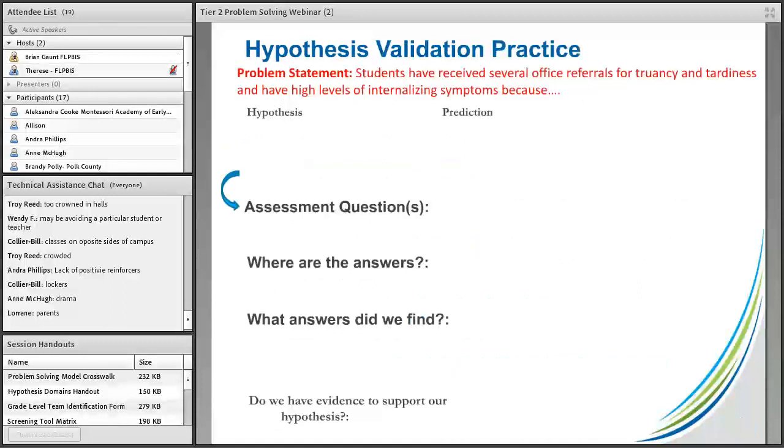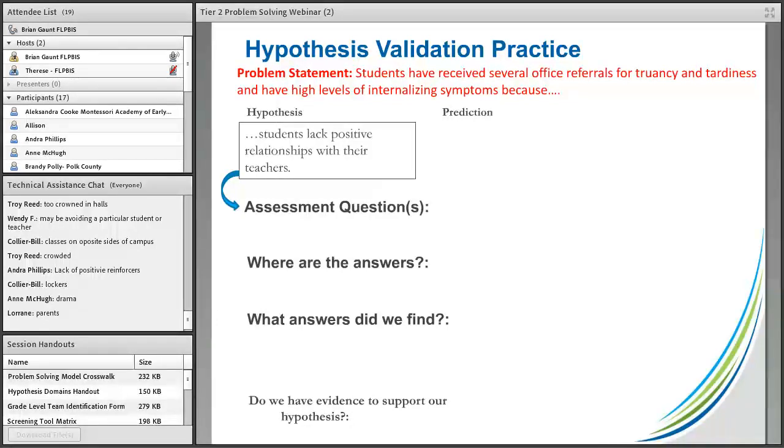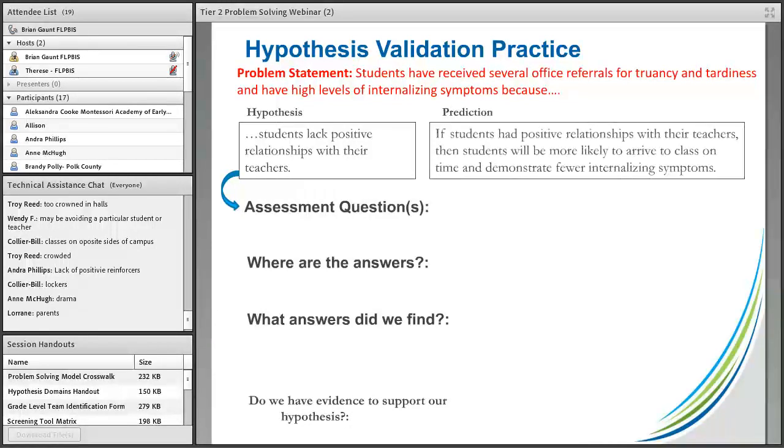All right, good. So again, we have the problem statement: several office referrals for truancy and tardiness. Let's say that it's because students lack positive relationships with their teachers. So if students had positive relationships with these teachers, then they would arrive to class on time. They would demonstrate fewer internalizing symptoms. The assessment question: do students in fact report having positive relationships? So that's an assumption, but is it really true?